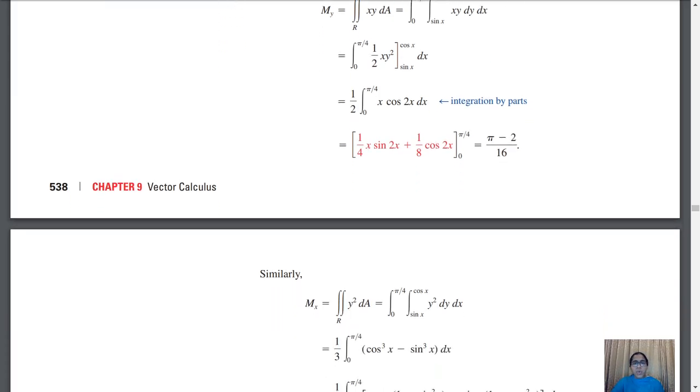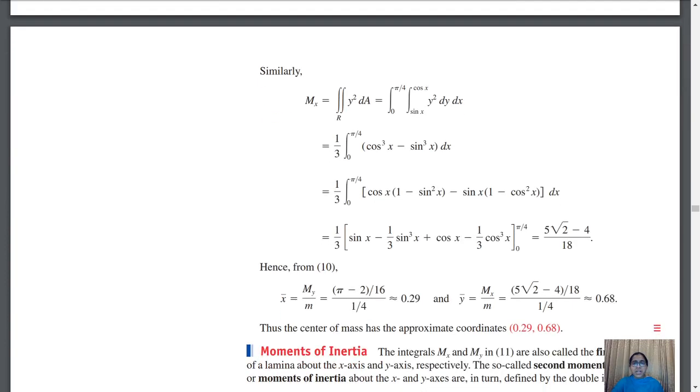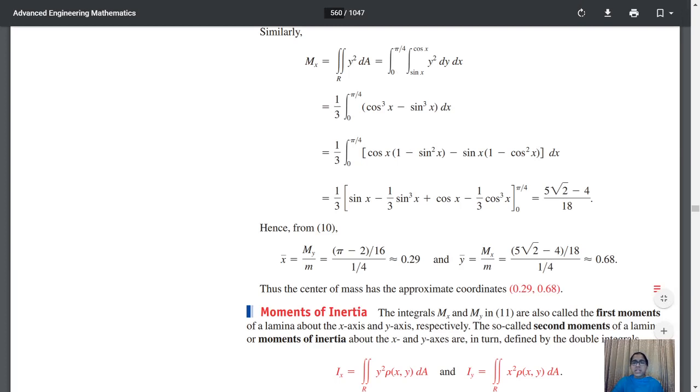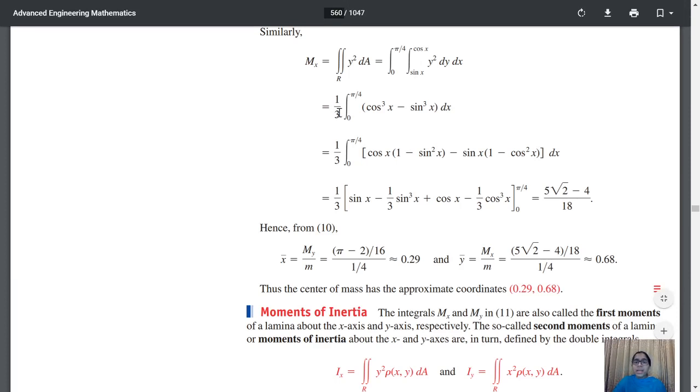Similarly, we'll calculate the moment with respect to the x-axis, that is capital Mx, and that is nothing but double integral over R of y into rho of xy, that is y square. So it will be integral 0 to pi by 4 and integral sin x to cos x, y square dy dx. So the integral of y square is y cube, and we'll substitute the values cos x and sin x, so we'll get 1 by 3 into integral 0 to pi by 4 of cos cube x minus sin cube x dx. Here it becomes a bit difficult to calculate the integral with respect to x.